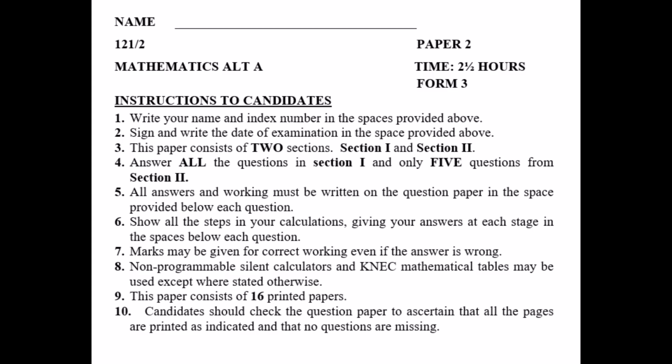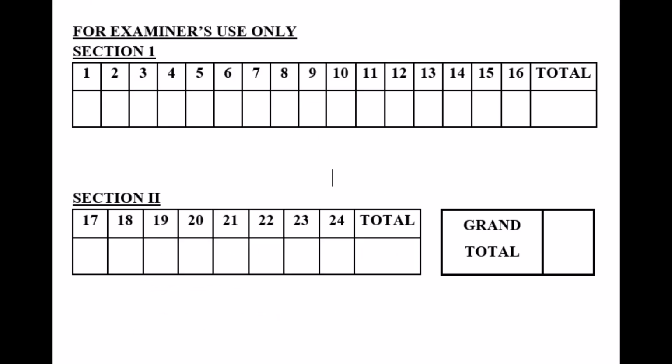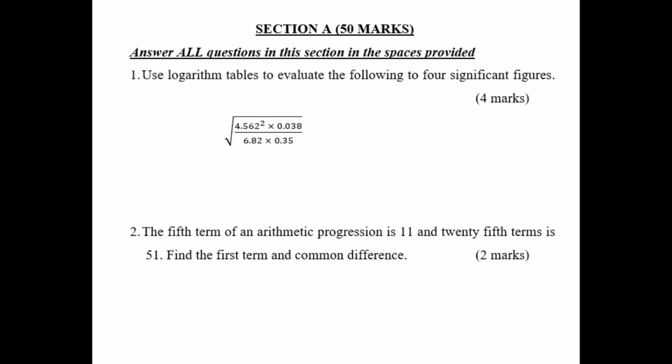Okay, a full paper will always start with a cover page. Always ensure to write your name, other necessary information, then go through the instructions. Of course, the full paper will have 16 compulsory questions and 8 questions, of which you're supposed to do 5. With this paper, question 1, it's a question on operation of numbers. You're supposed to use logarithm.